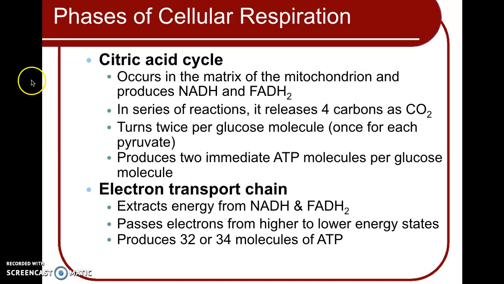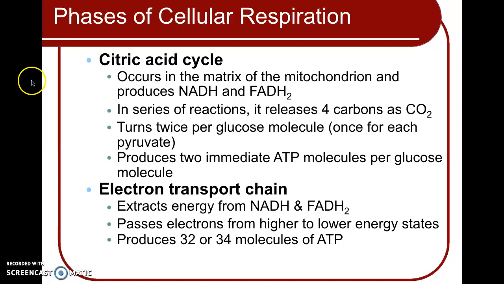Next, the citric acid cycle. This occurs in the matrix of the mitochondria. So inside of the mitochondria is this area called the matrix, and it produces NADH and FADH2. Through a series of reactions, it releases 4 carbons as CO2. Again, we have CO2 being released. This is the CO2 that, when we're breathing, is coming from this process. This is being expelled. It turns twice per glucose molecule, once for each of those pyruvates that come in. It produces 2 immediate ATP molecules per glucose molecule.